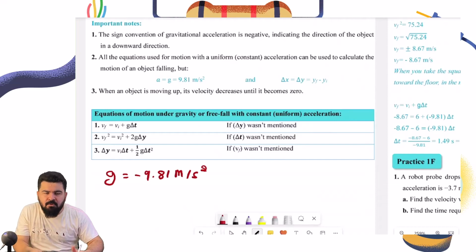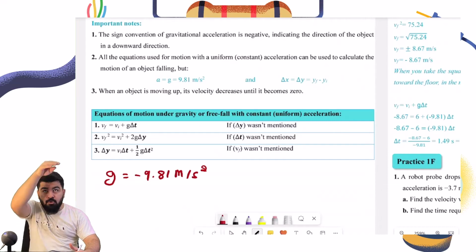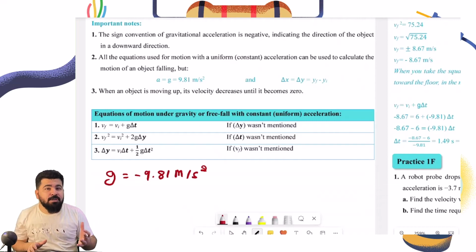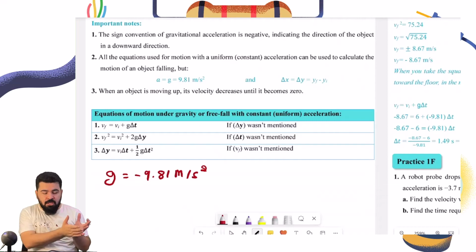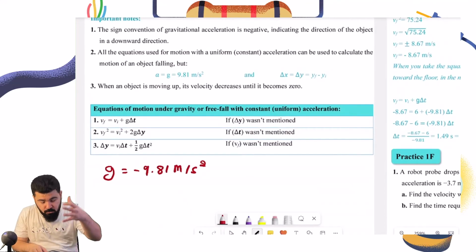What is this negative here? Does it mean that acceleration is decreasing? No. When an object falls, it's going toward the center of the earth, or it's going downward. Remember, downward means negative. This negative only shows direction. It doesn't tell us that the velocity or the acceleration is decreasing. It only shows that the direction is downward.